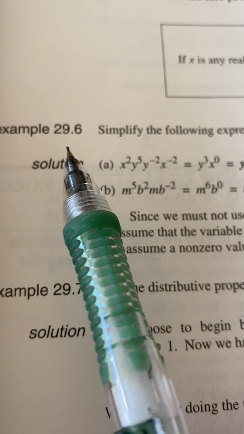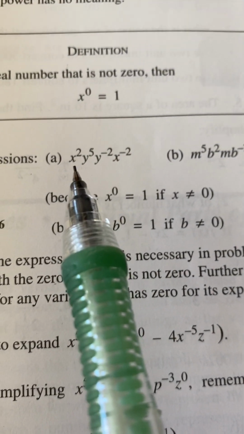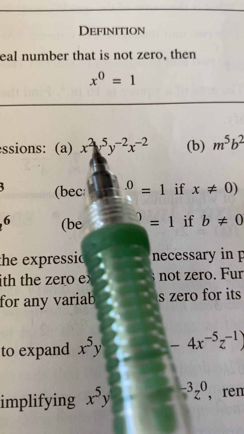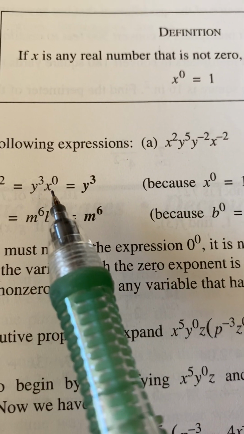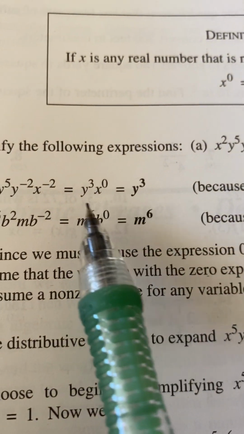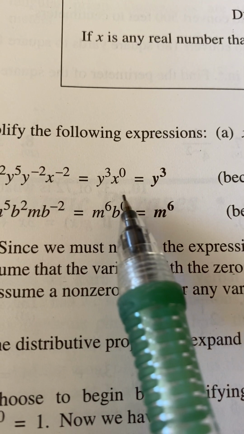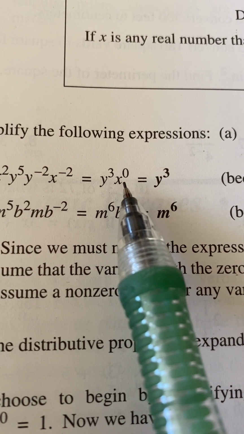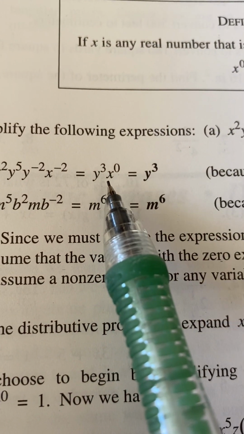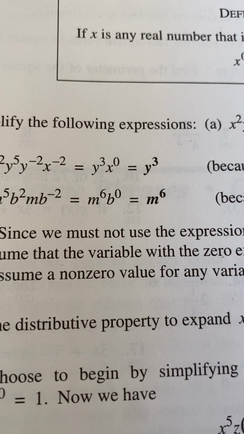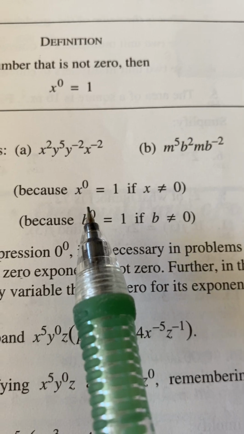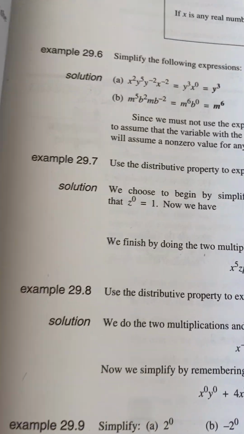For this example, 29.6, we're looking at this problem. So we look at our x's. 2 minus 2 gives us an x to the 0. 5 minus 2 gives us y to the 3. This is not quite simplified. If you have anything to the 0, that's equal to 1. So y cubed times 1 is just y cubed. And I will let you go through the other examples here. Anything to the 0 is 1.